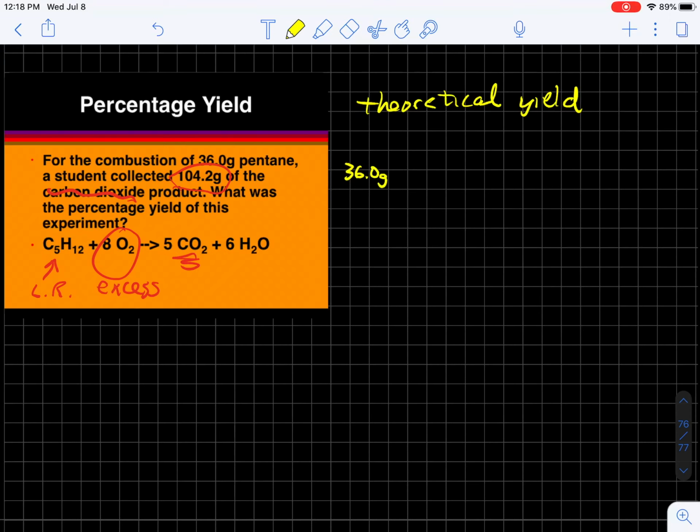All right, so start with what they give you. We are actually burning 36.0 grams of pentane. So I'm going to convert that to moles. 1 mole of pentane is 5 times carbon, so we'll do 5 times 12.011 plus 12 times hydrogen, 1.008. And that gives me 72.151 grams.